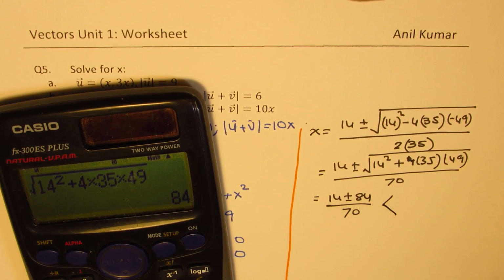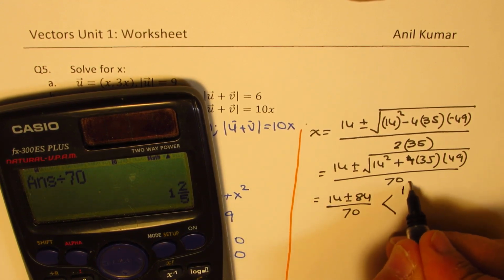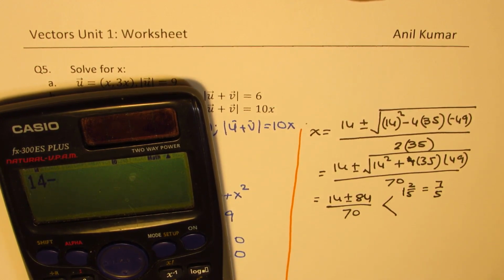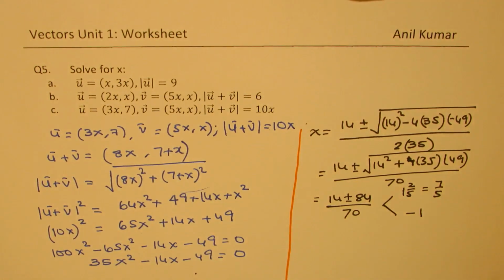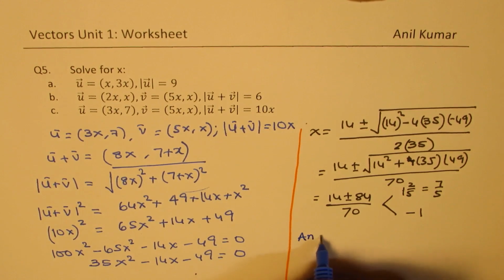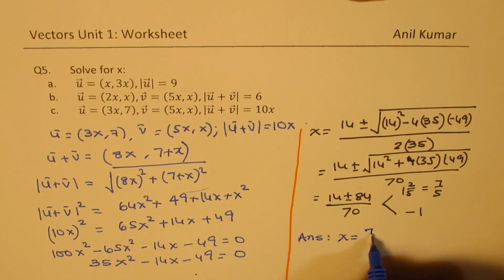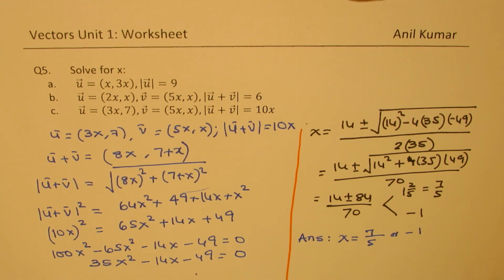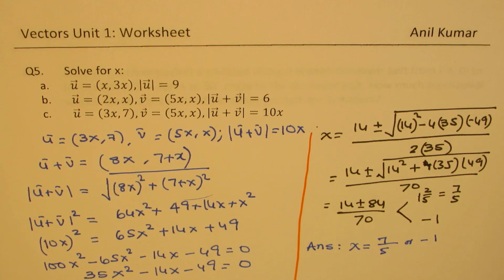So we get two solutions here. If I do plus, 14 plus 84 and then divide by 70, I get my answer as 1 and 2 over 5, which is 7 over 5. And if I say 14 minus 84 and then divide by 70, I get minus 1. So we have two solutions for this. The value of x is equal to 7 over 5 or minus 1, correct? So these are the two solutions for the third part. I hope with this you clearly understand how to find the value of x using the dot product or understanding the magnitude of vectors or their sums. I hope the solutions up to question number 5 are absolutely clear.